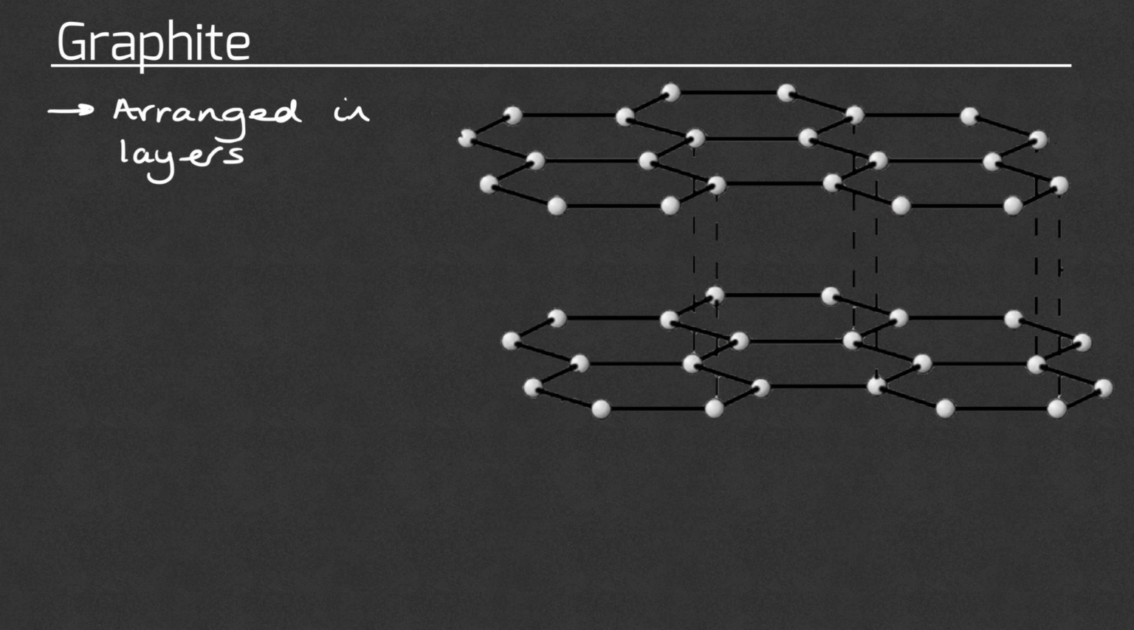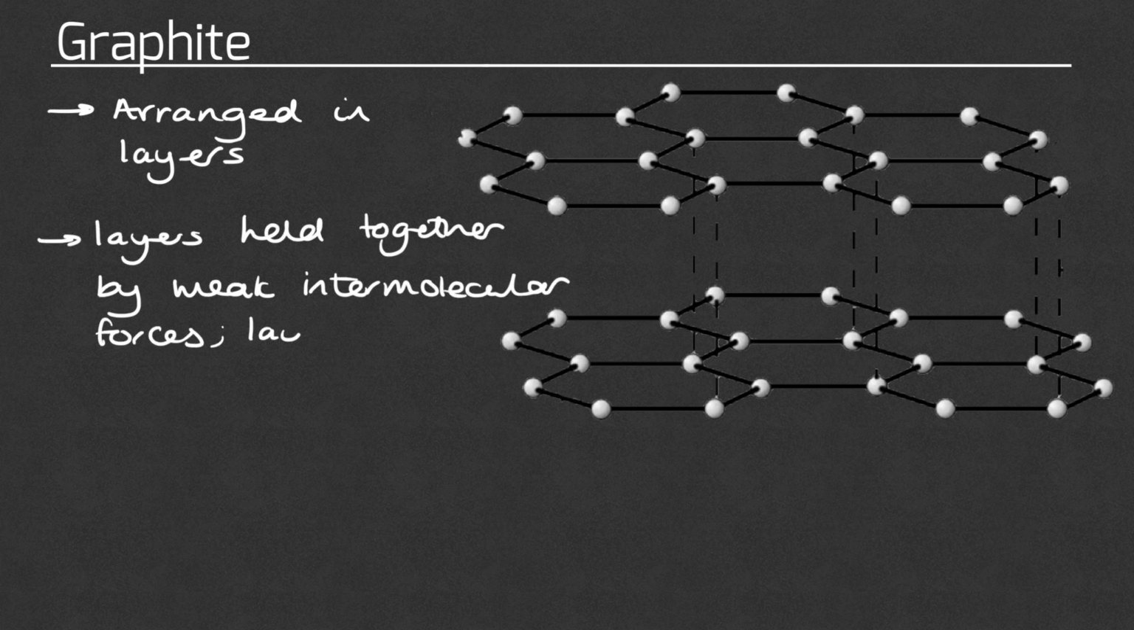Graphite is arranged in layers. The layers are held together by weak intermolecular forces. This means that the layers can slide over each other, which makes graphite a good lubricant. It's sometimes used on things like bike chains.